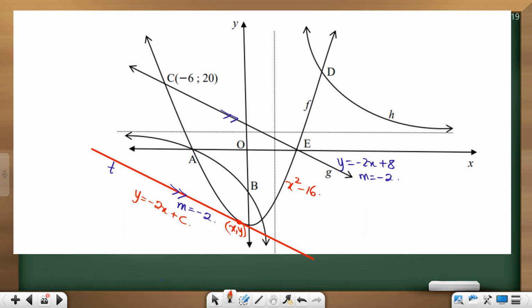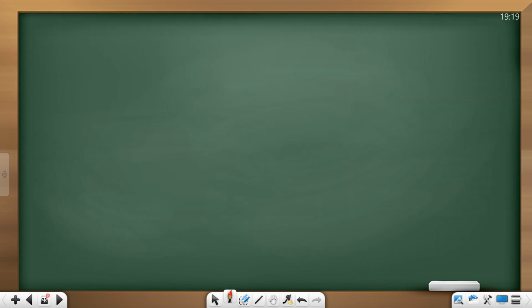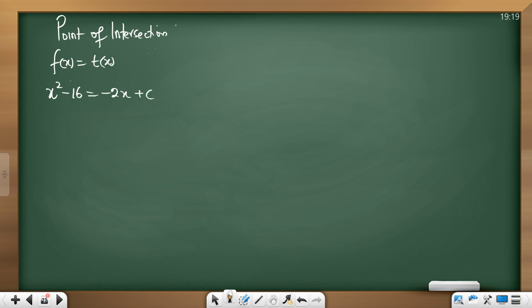Good. Now, this is a point of intersection, so we equate. Because y equals x squared minus 16, and y is also equal to negative 2x plus c. Somebody's asking, what if we equate, what's going to happen? Please take note, this is a very common question. Running out of time now. We are saying f of x is equal to t of x, the tangent: x squared minus 16 equals negative 2x plus c. We still have two unknowns.